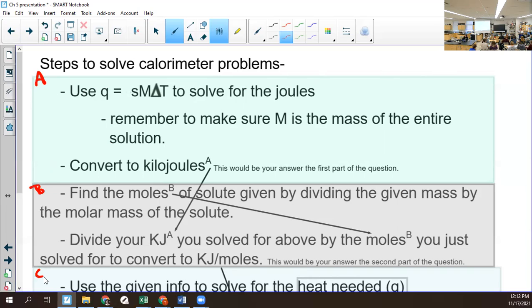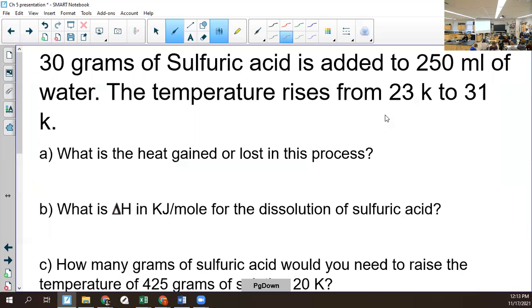Yep. Okay. So to solve calorimetry problems, we use this to solve for the joules. M is the mass of the entire solution. And then we convert our answers to kilojoules. Technically on part A, you can leave your answers in joules if you want, but you're going to be asked for kilojoules later. You okay with that so far? Okay, let's look at the problem.